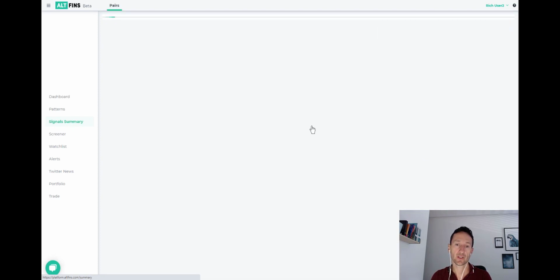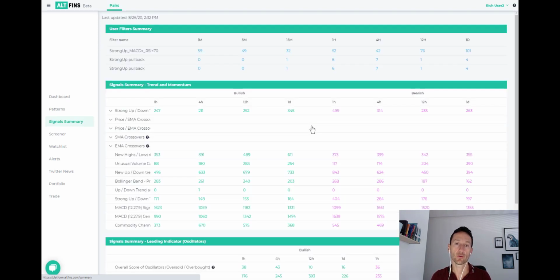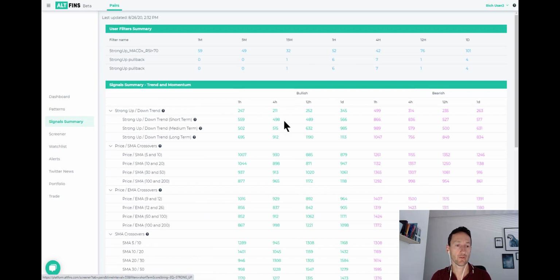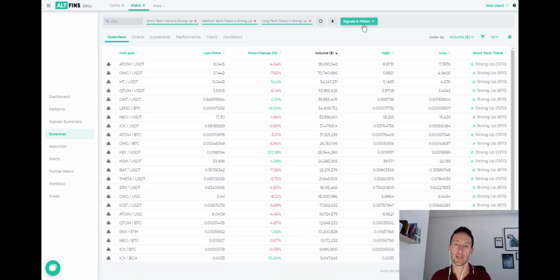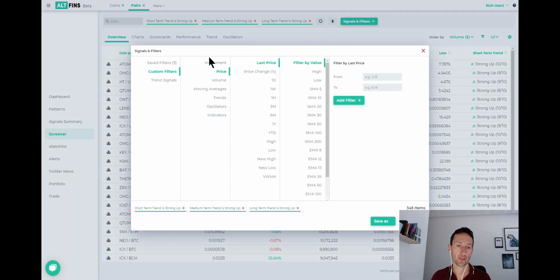A signal summary essentially is a list of signals, or predefined combinations of technical indicators, that we have prepared for our users. And here I see that the strong up or down trend currently is indicating 345 pairs that are in a strong uptrend on a daily time interval. So I click on the 355 number, which takes me to the screener tab. And here I can further refine my filter or screen.